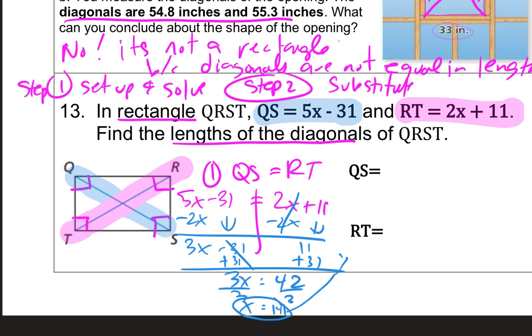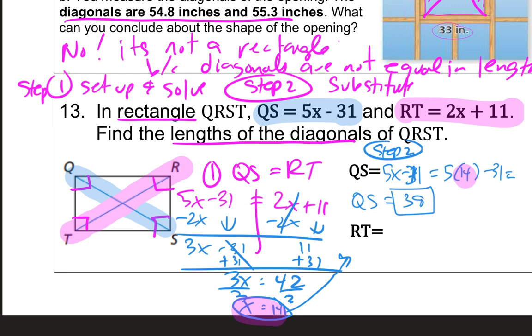We need to now go to step number 2. So step 2, we're going to substitute, right? So we said QS is 5x minus 31. 5x minus 31 is the same thing as 5 times our x value of 14, right? That's where we're going to plug in that 14 from right over there, minus 31. Okay, so if we put that on a calculator, that's going to give us the answer of QS equals 39.